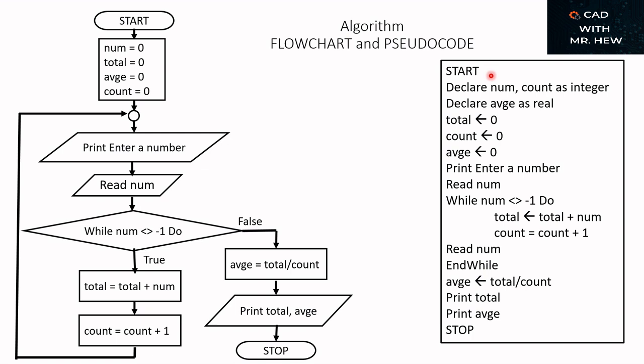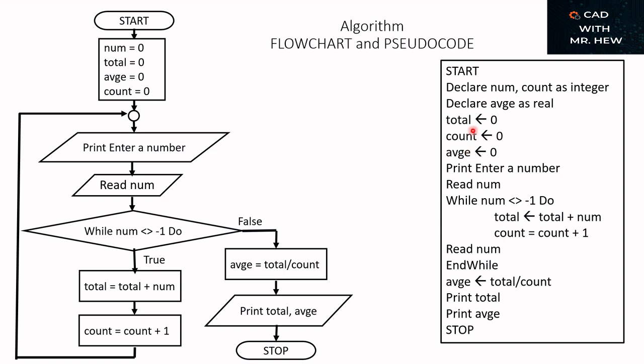So we have start. We're going to declare the variables num and count as integers, so they're going to store whole numbers. Then we're going to declare average as real, so it's going to have decimal places, like for example 10.05 or 10.5. Then total will be assigned 0, count will be assigned the value 0, and the variable average will be assigned the value 0. So total, count, and average are variables.